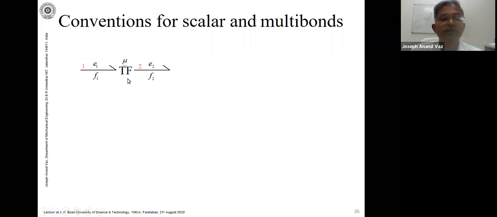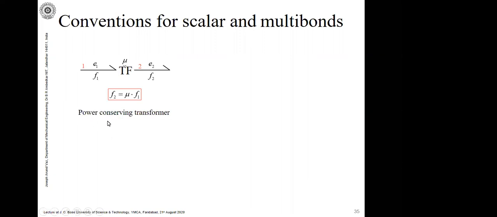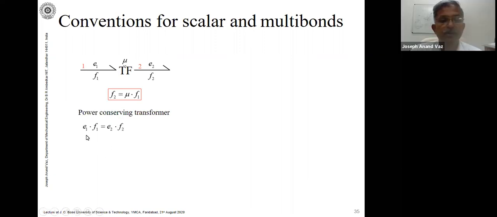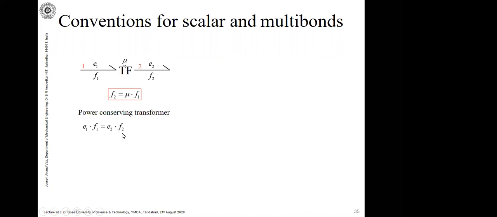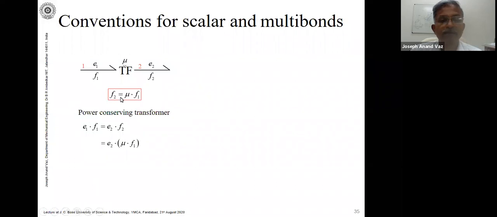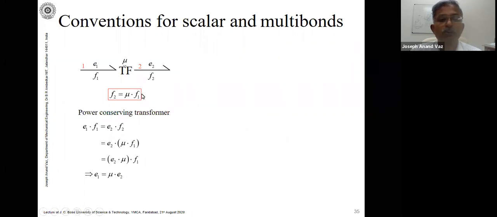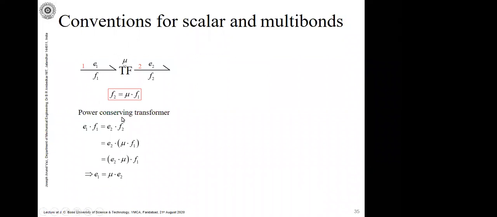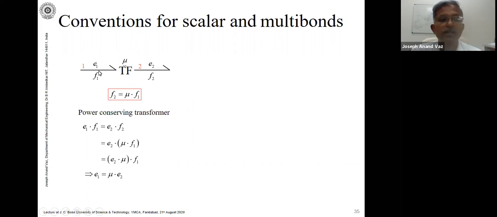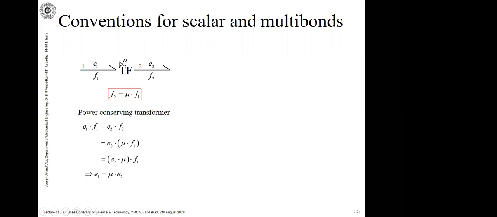Now the relationship between the variables of power is such that flow 2 is equal to mu times flow 1, and because it's a power conserving transformer, E1 F1 will be equal to E2 F2. You can therefore write F2 as mu F1, and when you compare the left hand side and the right hand side and arrange it, you can see that E1 is equal to mu times E2. So while you specified that F2 is equal to mu times F1, because of the power conserving nature of the transformer, automatically you got the relationship E1 is equal to mu E2.